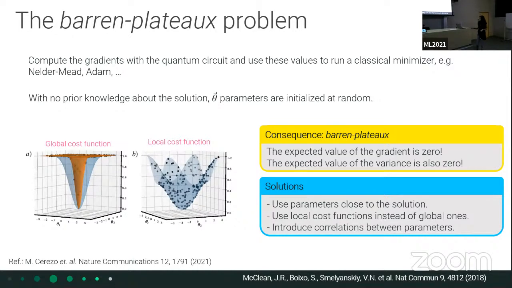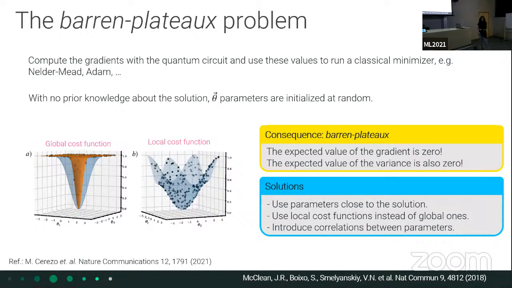For instance, if we use parameters close to the solution, we will converge to the solution, but that's not in general the case. But we can use local cost functions instead of global ones. This is an article that was published this year, but the preprint is from 2 years ago, so it's already well known. And we can also introduce correlation between the different parameters of our quantum circuit. So there are many techniques that people are trying to benchmark and study theoretically to see if they can overcome this barren plateau problem. But it's something that you should keep in mind.